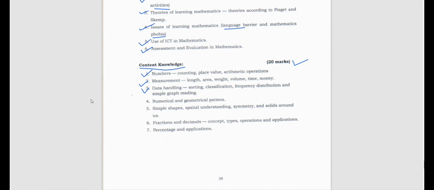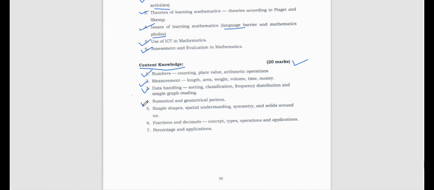Now simple graph reading. You know what a graph is, right? A graph has two lines, the x-axis and y-axis. On the left side we have 0, -1, -2, -3, -4. On the right side we have 0, 1, 2, 3, 4, positive. On the right side we have positive numbers, on the left side negative numbers. Above the axis we have positive numbers, below the axis negative numbers. I hope you know this. This is very important, right?